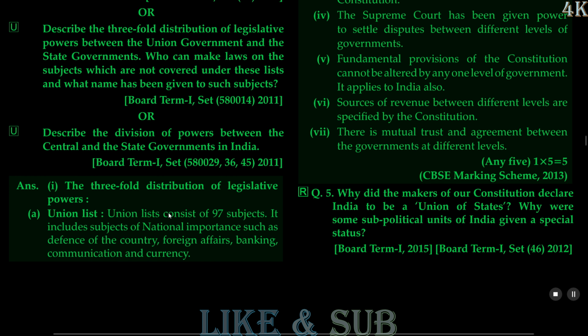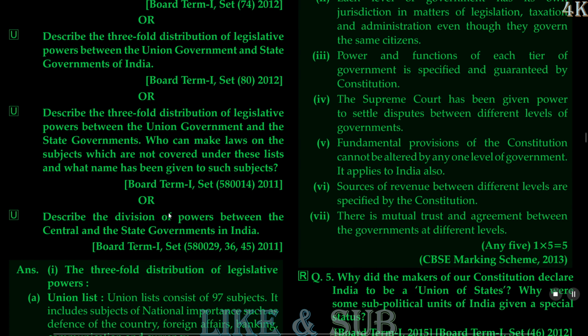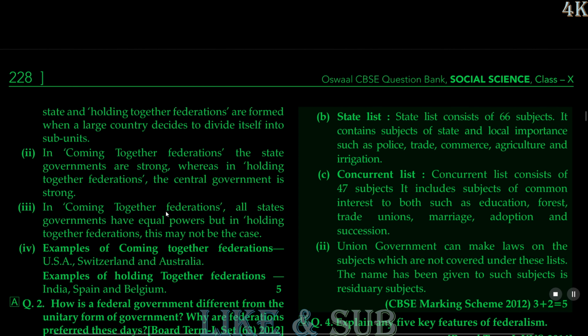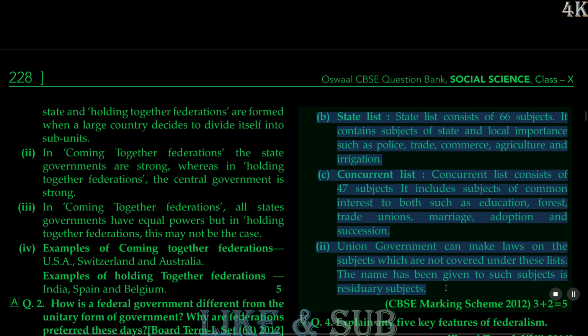Answer: 1. The threefold distribution of legislative powers. A. Union list. Union list consists of 97 subjects. It includes subjects of national importance such as defense of the country, foreign affairs, banking, communication, and currency.